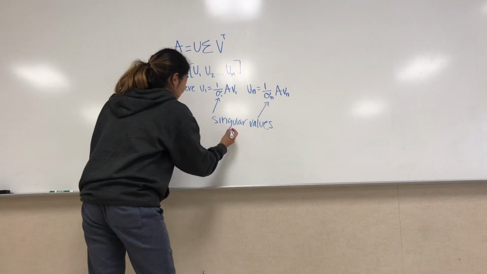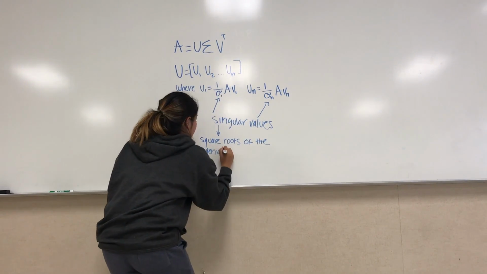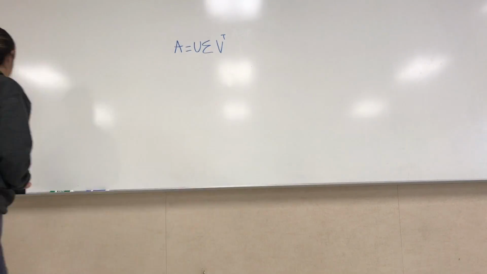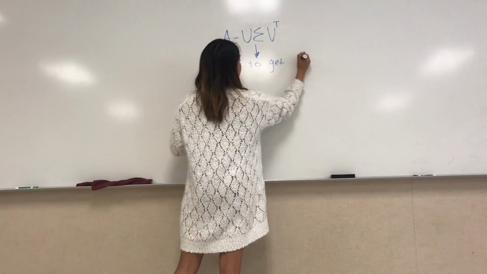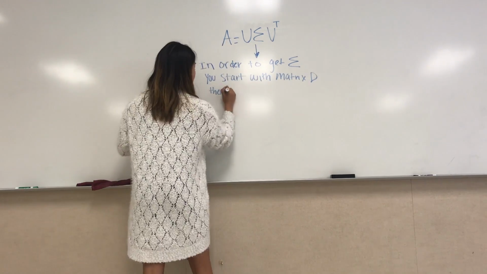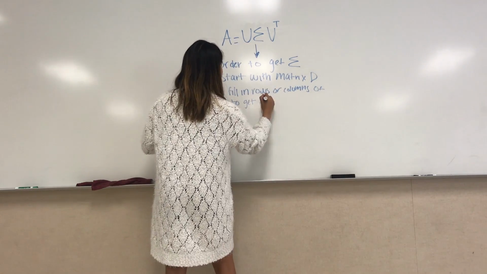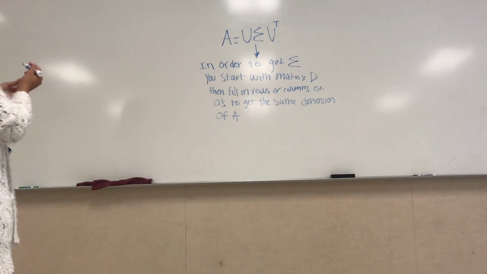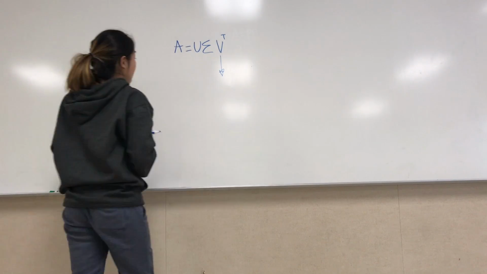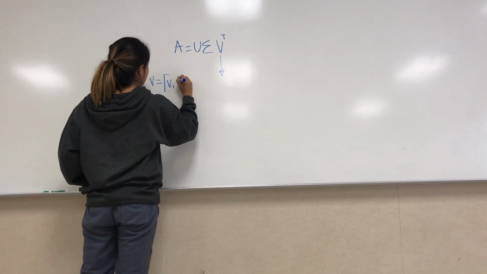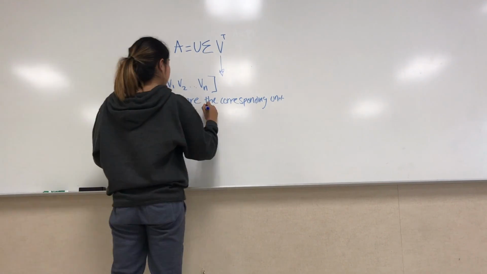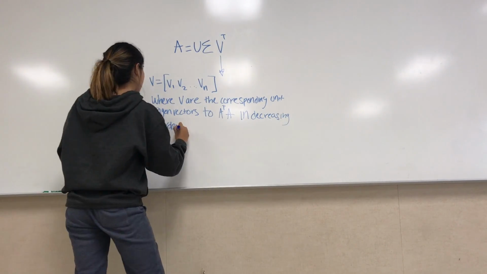The lowercase sigma values are singular values, which are the square root of the eigenvalues corresponding to A transpose times A. Sigma is a matrix of the same dimension as A, with D in the upper left corner and zeros everywhere else to match the n by n matrix. The next component is V transpose, where V is a matrix with the corresponding unit eigenvectors of A transpose A in decreasing order.